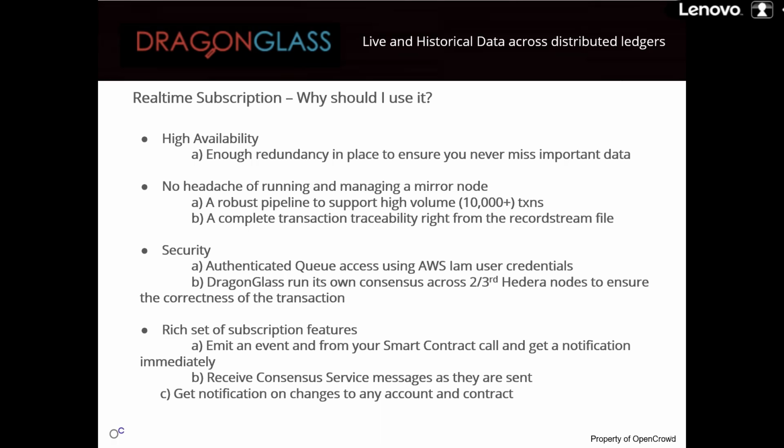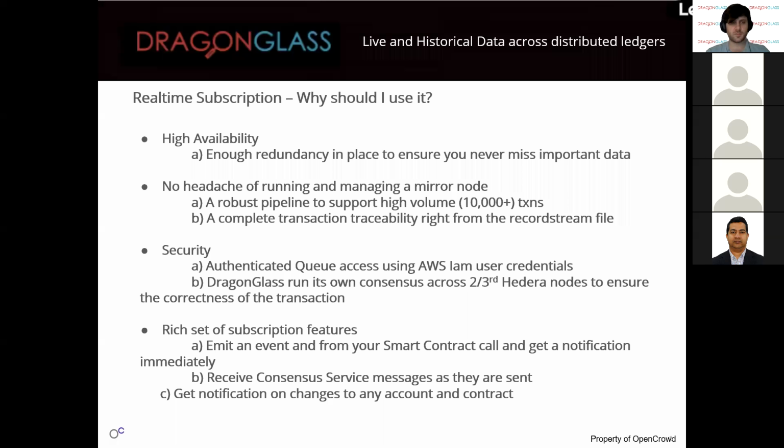From a security perspective, we use authenticated queues, so you can have your own AWS IAM user credentials and pass those on, and set up your queue for yourself, so nobody else can access the queue from you. So we have that kind of structure in place. Apart from that, DragonGlass runs its own consensus across 2/3 of Hedera nodes.